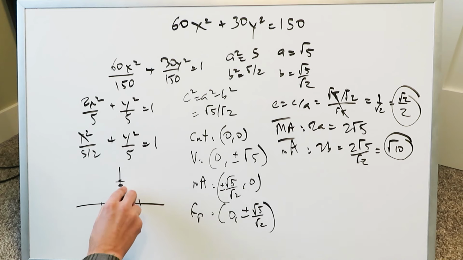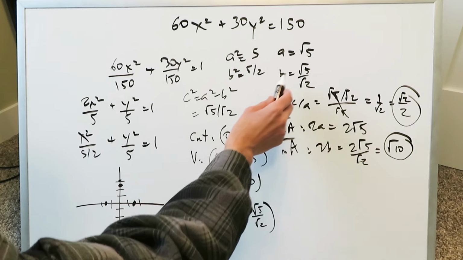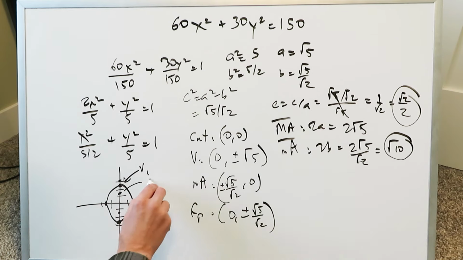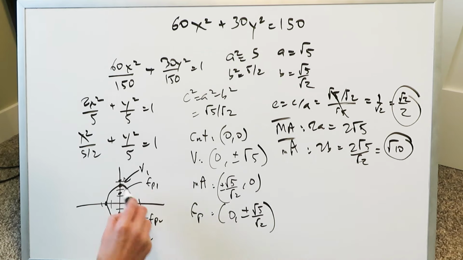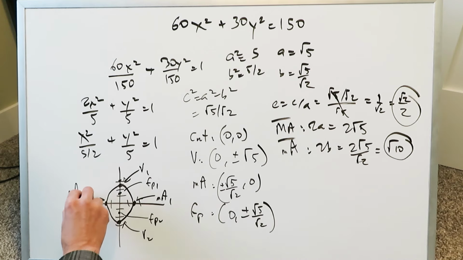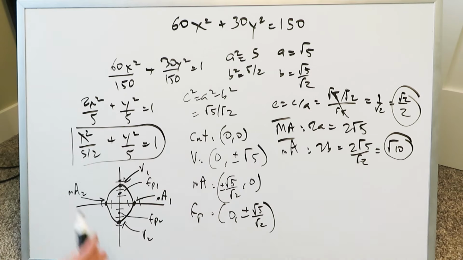Your one vertex will be right over here and the other vertex will be here. Your minor axis will be here and here. Your focal points are the same value as B and C. They're equal. It'll be somewhere right over here, one here and one here. So combine these and you'll have your ellipse. So here's your vertex 1, here's your vertex 2, here's your focal point 1, here's your focal point 2, right at these little values here. This right here is your minor axis point 1 and here is your minor axis point 2, and that's a vertically oriented ellipse having this equation right here.